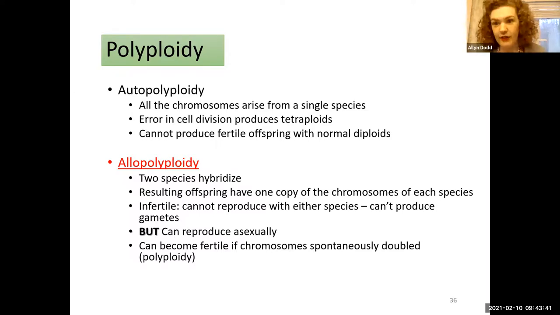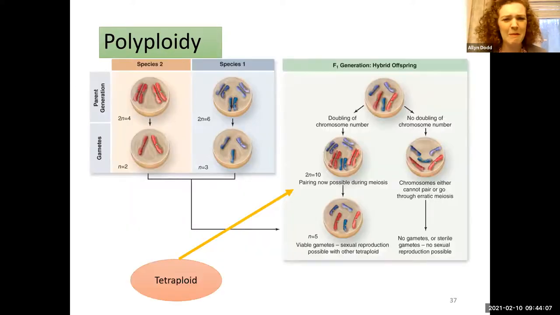But here's the difference. Allopolyploids can become fertile. Autopolyploids cannot. They cannot. And here's why allopolyploids can become fertile. Because if their chromosomes spontaneously double, then they become polyploid. I'm going to show you this because you're probably like, wait, what's happening with chromosomes? This is what's happening. So I will show you.